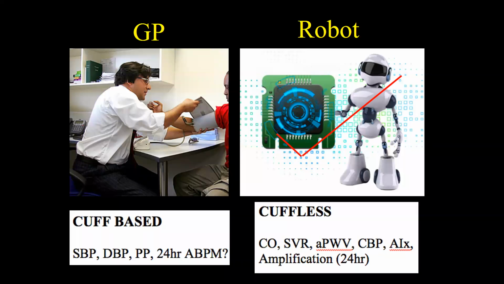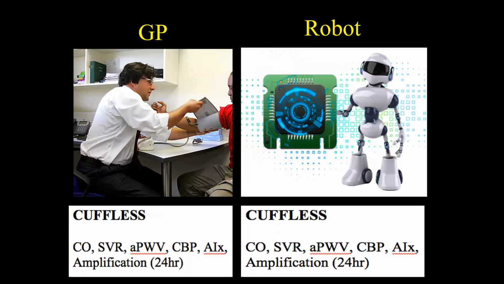So what if we make things easier or better for the GP? We'll give the GP now exactly the same as the robot. So they've both got cuffless technology. They've both got these new hemodynamic parameters. So they're head to head with the same available information. And I'm sorry, but the robot's going to win this one as well. And the GP is going to say, what's central blood pressure?